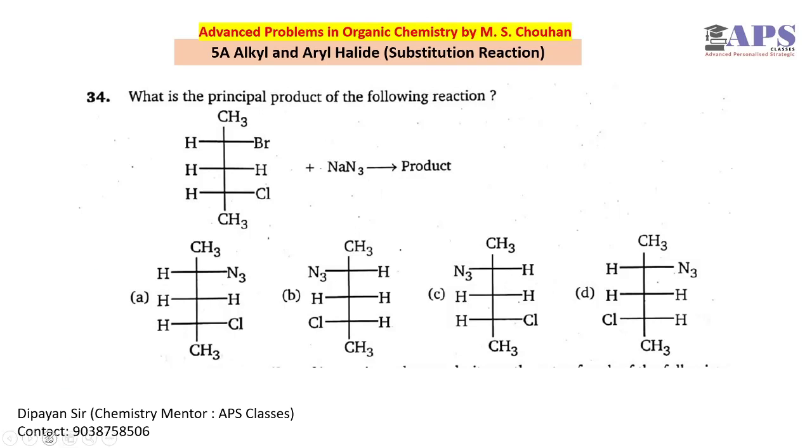Question number 34, we have azide, NaN3. After dissociation we have Na plus and N3 minus. This is the azide anion. Now if we see the options, we have only one substitution. So either we have to substitute Br or we have to substitute chlorine. As we know that bromine is a much better leaving group, it is obvious for us that bromine will be substituted by N3 minus.